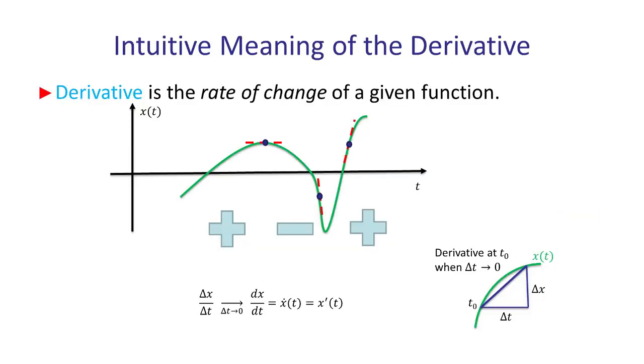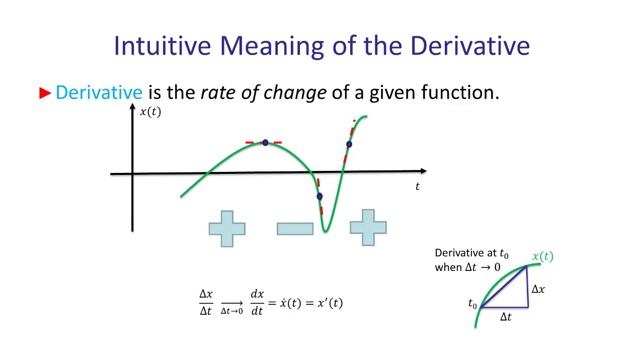Let's start with the intuitive meaning of the derivative. Derivative is the rate of change of a given function. In other words, the absolute value of the derivative at a specific point is large if the function is strongly changing around that point, and it is small if the function is not changing very much. The sign of the derivative is positive if the function is growing and negative if falling.